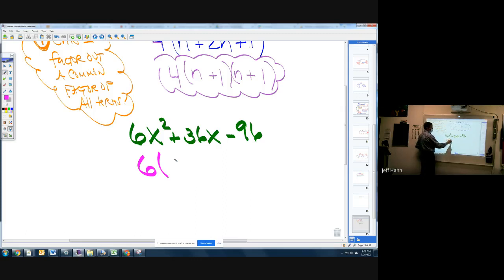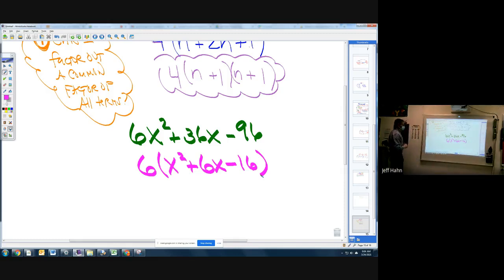6 times what is 6x squared? Well, I have my x squared. That's not bad. 6 times what is 36x? 6x. Don't forget about the letters. And then 6 times what is 96? Hopefully you can figure that out. It's 16. Take my word for it. If you have to do the division, by all means, you can do the division. And again, don't forget you need to leave this 6 on the outside.